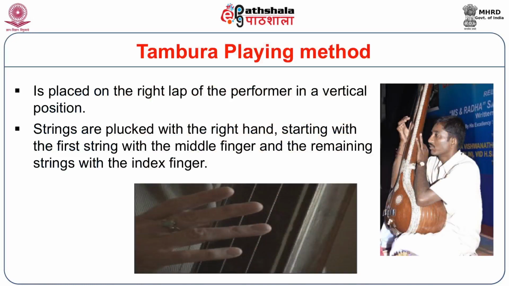Now can we have a small look at how it is actually played. You can see in the picture that the tambura is placed on the lap and it is plucked with the right hand, and the performer will be sitting, and in most cases the performer will not be playing the tambura. We will have a separate person accompanying on the tambura, and the strings are plucked with the right hand, starting with the first string with the middle finger and the remaining strings with the index finger.